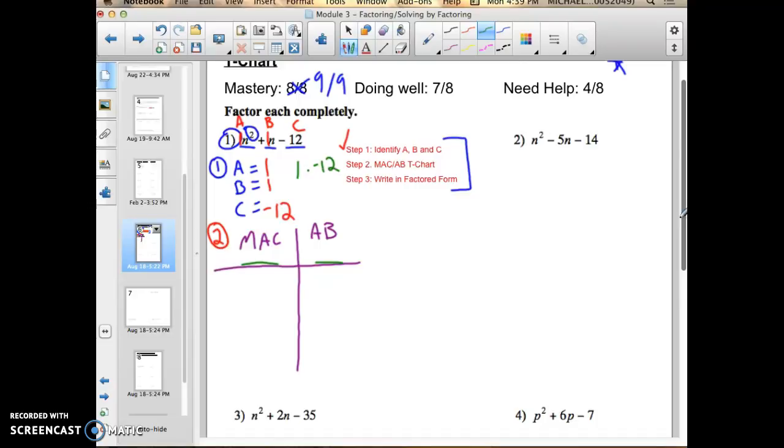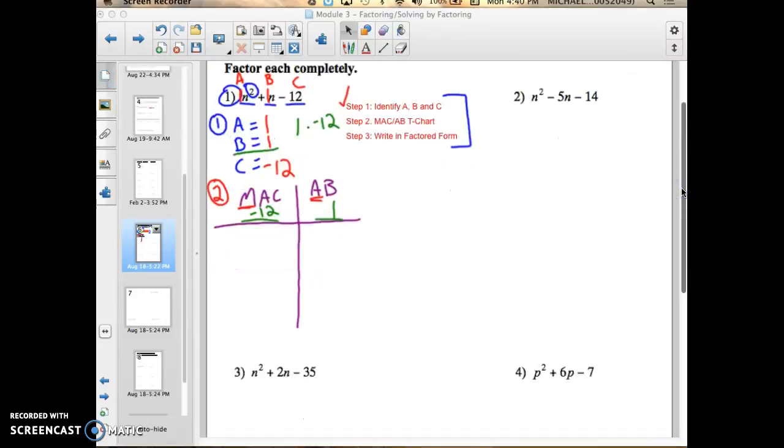1 times negative 12 is negative 12. That's my Mac term. My ab term is just whatever the B term is. There's no math involved. It's just whatever the B term is. In this case, the B term is 1. So I have set up my T-chart correctly.